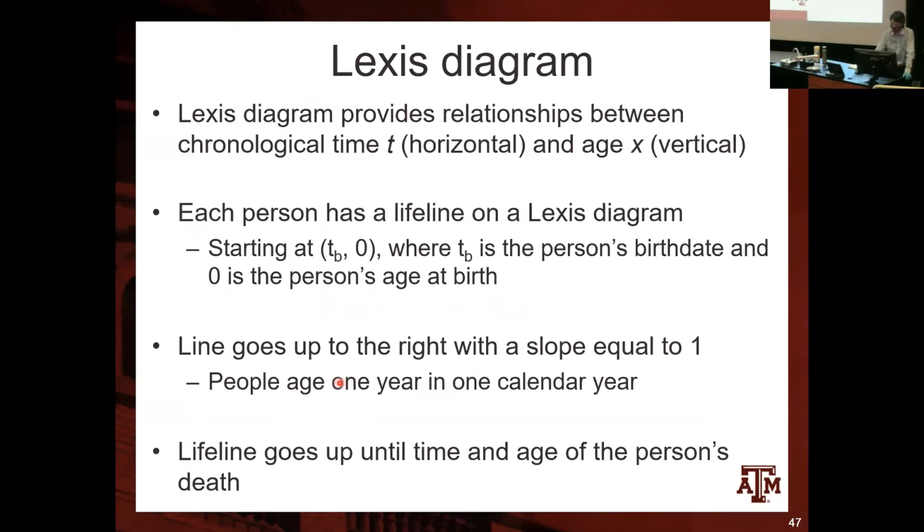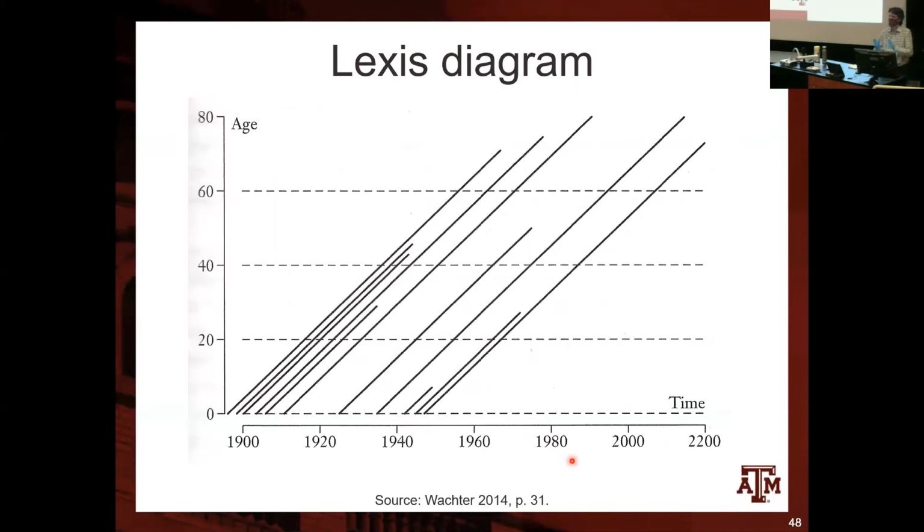So the line goes up to the right with a slope equal to 1. People age 1 year in 1 calendar year, as I mentioned. And the lifeline goes up until the time and age of the person's death. If you were doing the Lexis diagram for subpopulations within a country, you could also take into account migration.